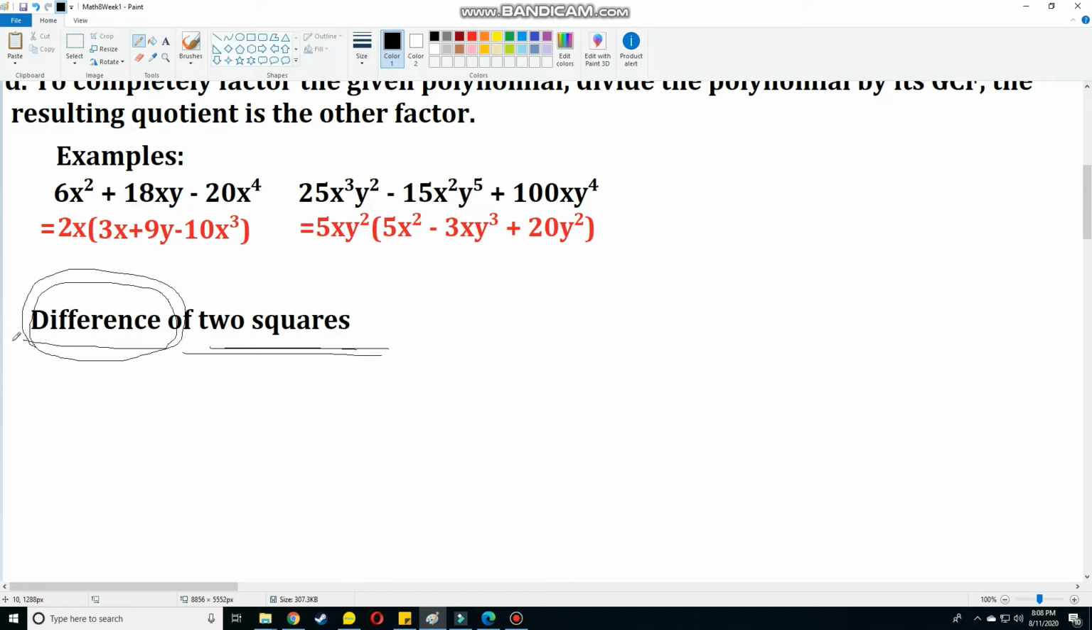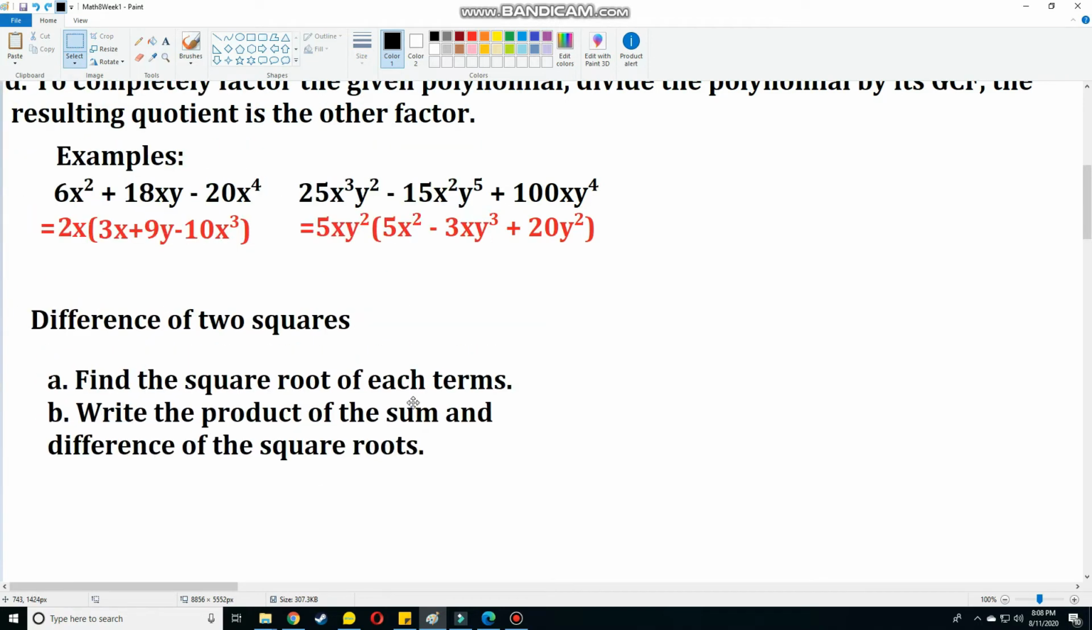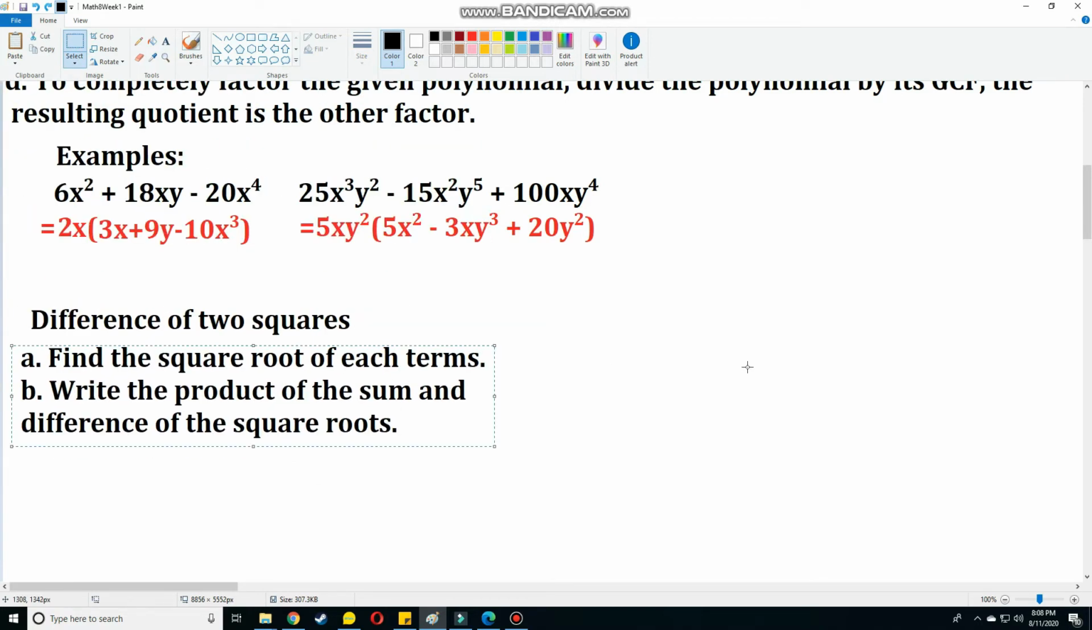Okay, so difference of two squares is only applicable to a polynomial that has only two terms, and those two terms are perfect squares, and of course the sign in the middle of those two terms is a subtraction sign. Now here are some steps to remind us how to factor a polynomial using the difference of two squares.